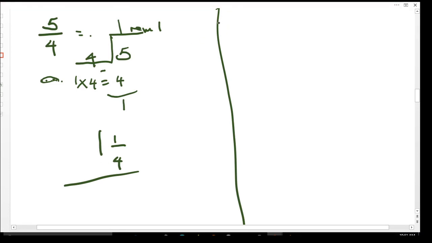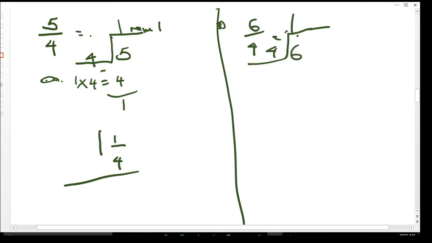Then example 3. Assuming we have a 6 out of a 4. So this means how many groups of 4? Let us first get a rubber. We rub this here. Then we join here. Then how many groups of 4 are in 6?